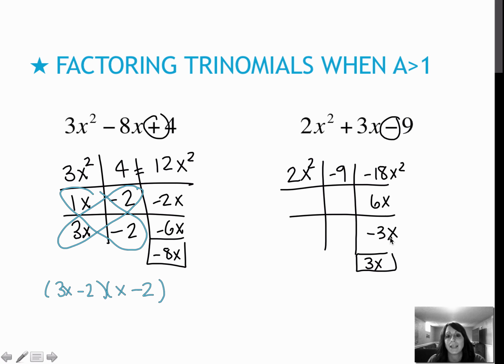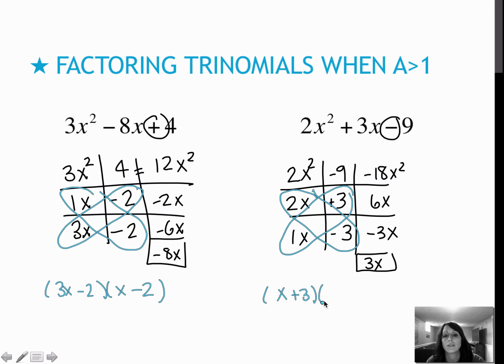To multiply to negative 3, I would need 1 times negative 3. That means this must be a 2 because 1 times 2 would give me my 2. This must be a positive 3 because negative 3 times positive 3 gives me negative 9. And then I check this direction. 2x times 3 is 6x. Then I look at my diagonals for my answer. So x plus 3 and 2x minus 3.